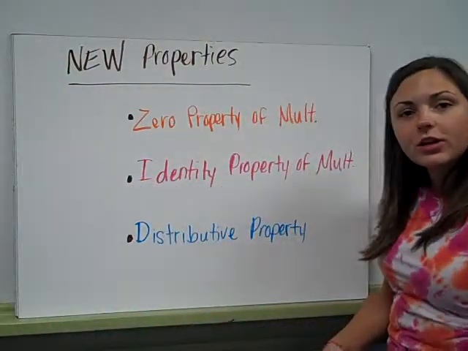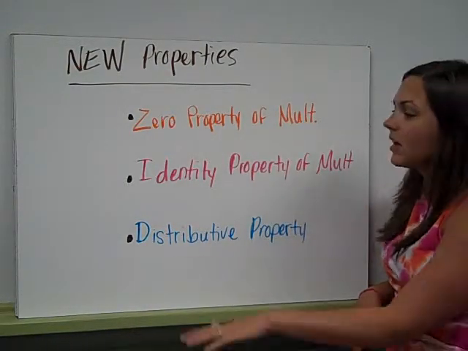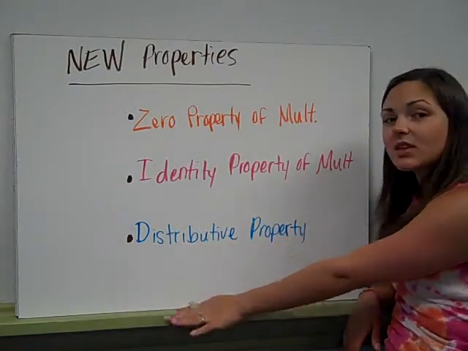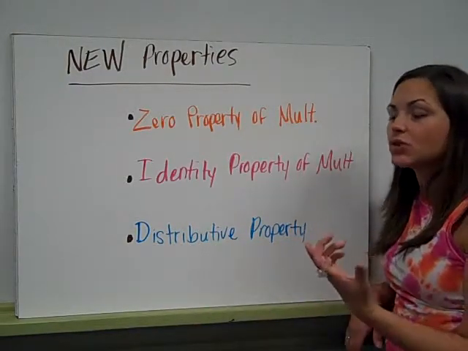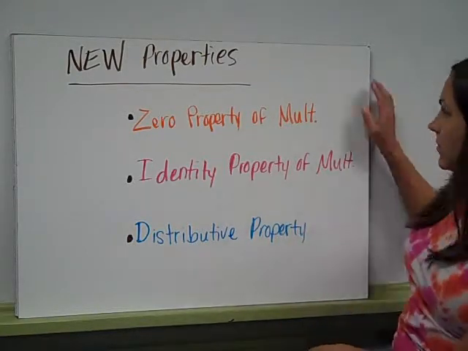Some of the new properties that we're going to go over are the zero property of multiplication, the identity property of multiplication, and we're going to save this for a new video, but I wanted to introduce it, the distributive property of multiplication.